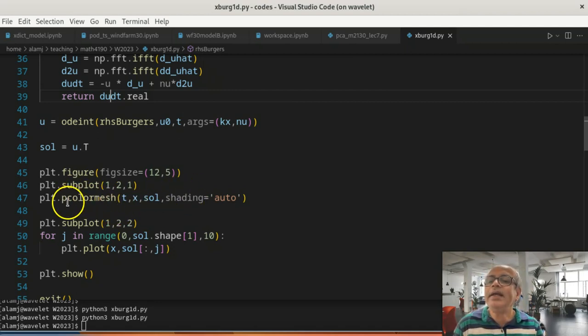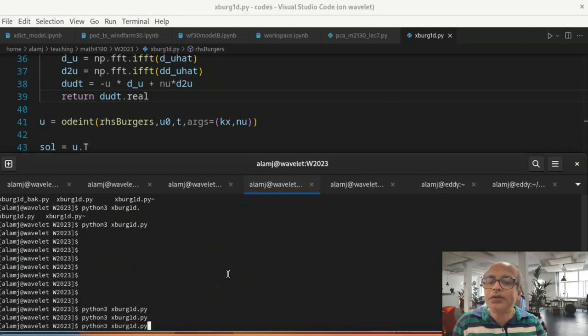And then I have plotted using pcolormesh, and I have also taken some slices of the solution at t equals 0, which is the initial condition, and then going up through all time steps, skipping every 10th time step, I'm going to plot that. Okay, let's take a look at the solution.